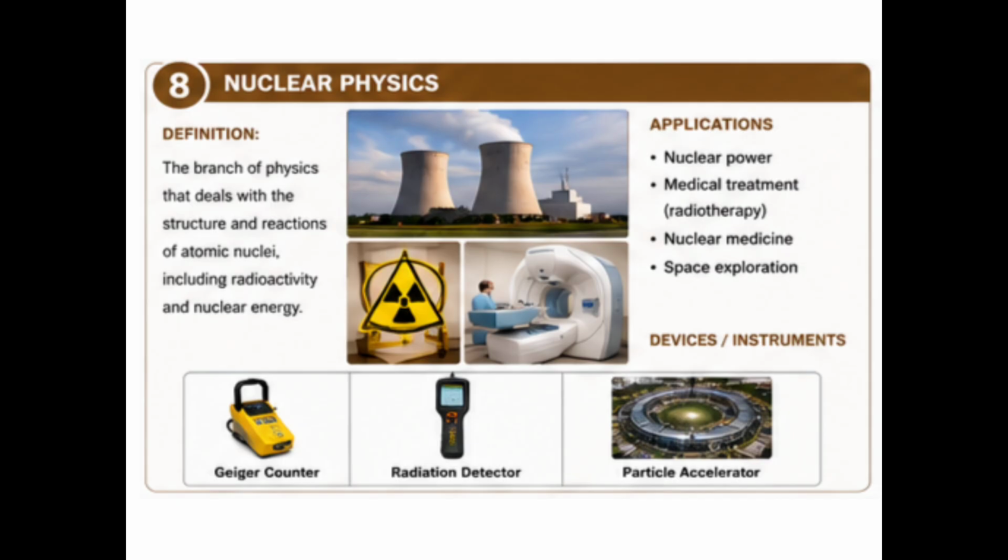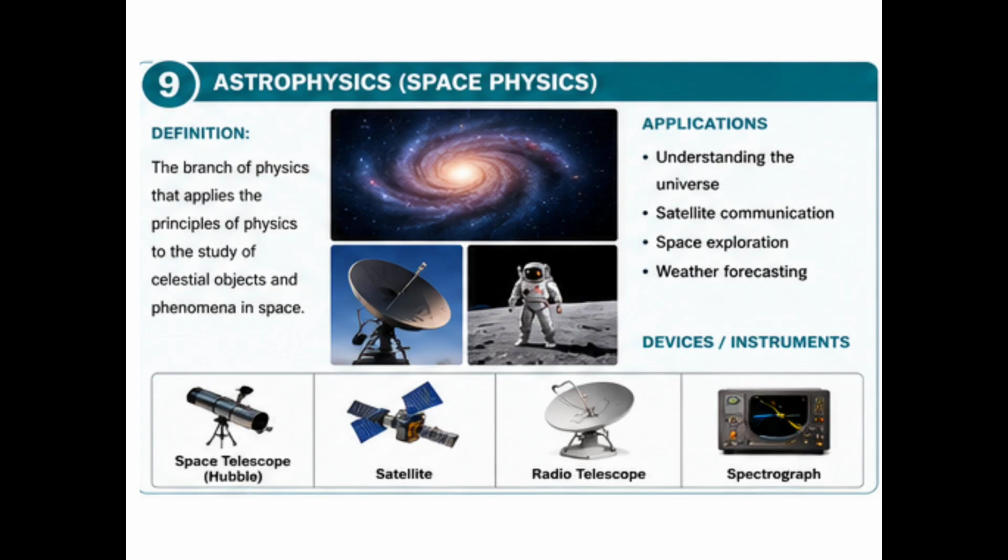And the last but not the least, because there are many, is astrophysics, that is space physics. This is the branch of physics that applies the principles of physics to the study of celestial objects like the sun, the moon, the stars, and the other planets, and phenomena in space. Without the help of astrophysics, we would not know the behavior of space, and space exploration might not be very, very possible.